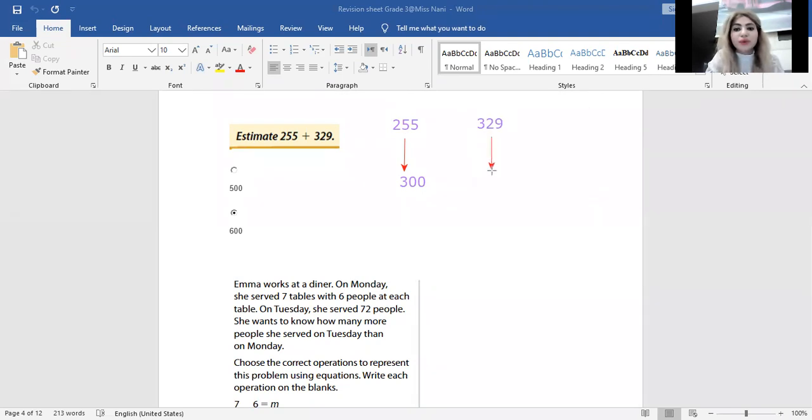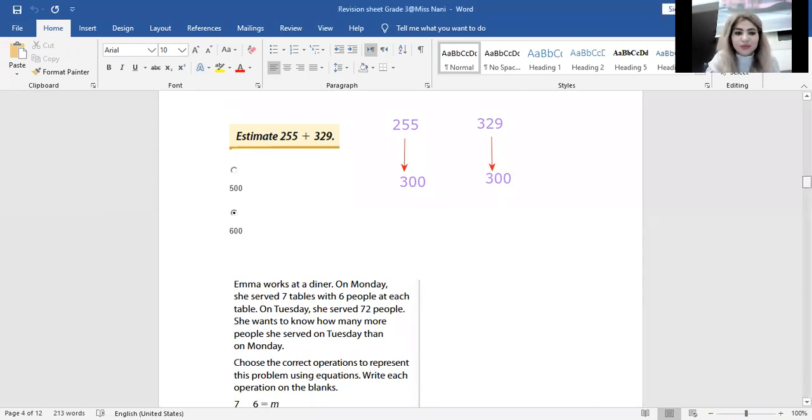329 will be what? I will look at the tens digit. The tens digit is 2. Is 2 weak or strong? It's weak. It cannot give me anything. So the 3 will stay as it is, and the 2 will go back home, bringing back 0. The 9 will go back home, bringing back 0. So it will be 300. So 300 plus 300 is 600.